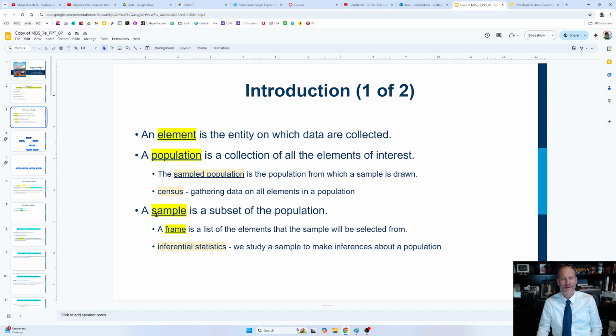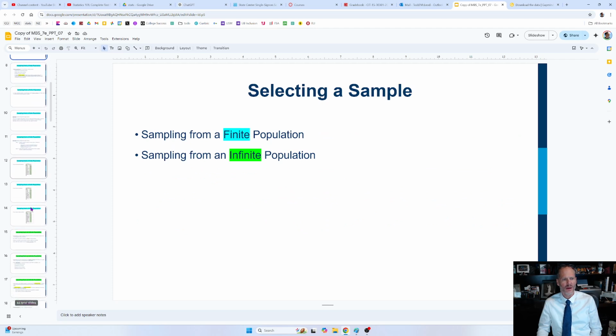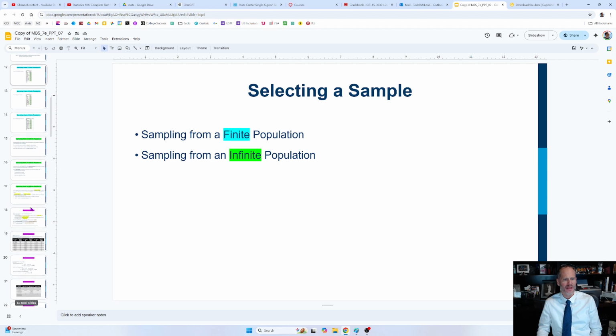So what is a sample? A sample is a subset of the population, and the frame is where the sample will be selected from. It's the framework that we use to determine where we are going to be pulling our sample from. And then inferential statistics is when we do a sample so that we can make inferences about the population. We also learned about selecting a sample from a finite population or an infinite population, and how we randomly select that sample.